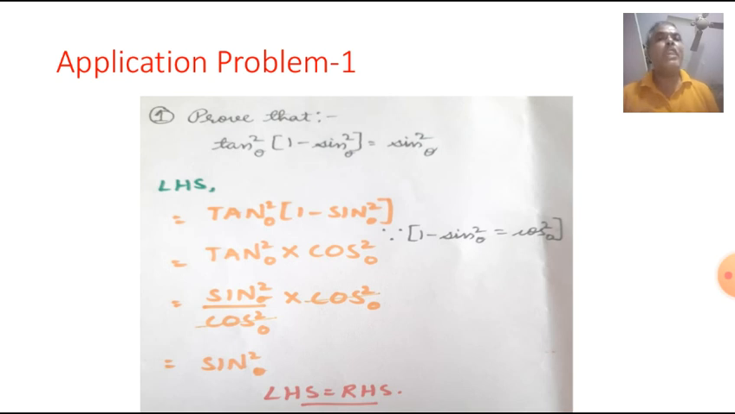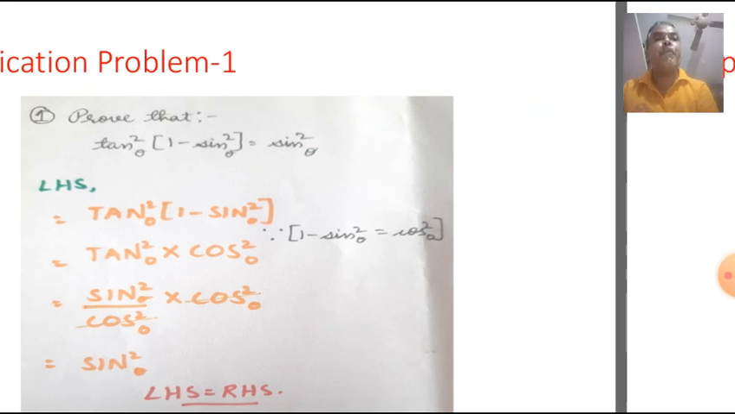So cos square will cancel with cos square. Rest is sin square theta. Sin square theta is our RHS. It is proved: LHS is equal to RHS. Right hand side is equal to left hand side. Let us move on to the next problem.